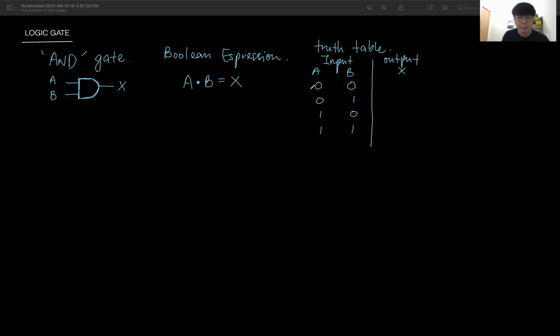0 means no current, remember, and 1 means there's current flowing in it. So this one, the 2 inputs have no current. What is the output? The output also has no current. This one, input A has current, input B does not have current. What is the output? The output is also no current because this is an AND gate. Both have to be fulfilled. If only 1, cannot. So 1, 0 is also 0. And 1, 1, then I get current. This only I allow.